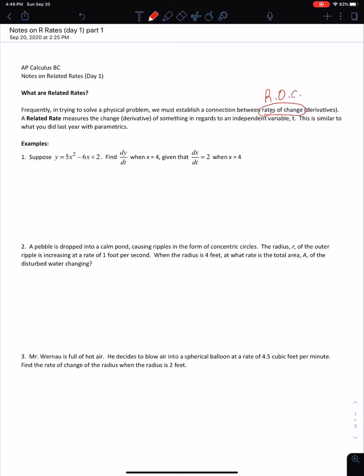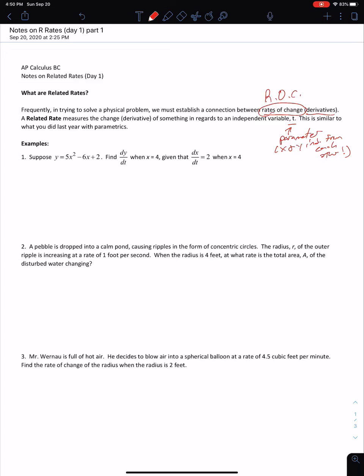But anytime you hear the phrase rates of change or anything dealing with change or rate, we're really talking about a derivative. A related rate measures the change of a derivative of something with regard to an independent variable t. Of course, this should sound similar to what you did in parametrics last year. This t is what you would call a parameter. And what's nice about parametrics is that it makes x and y independent from each other.